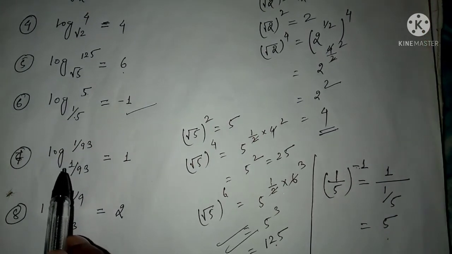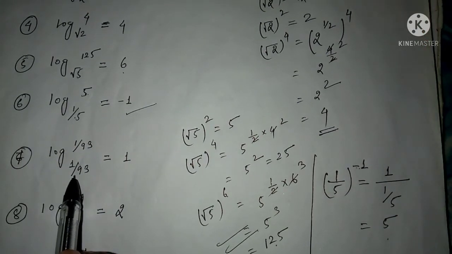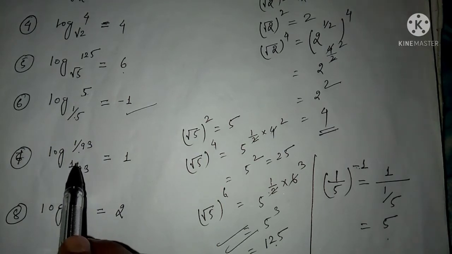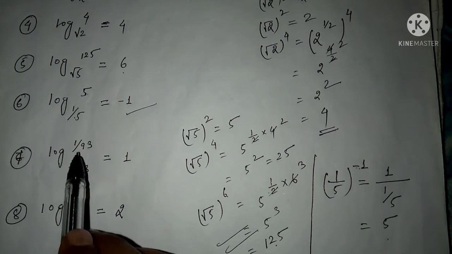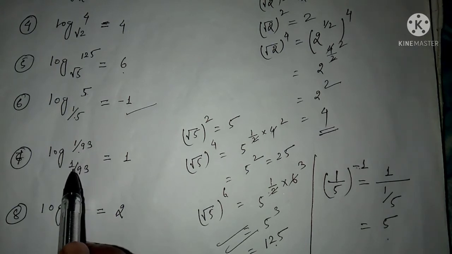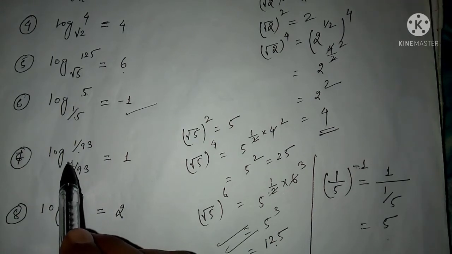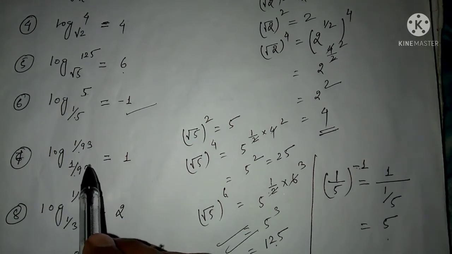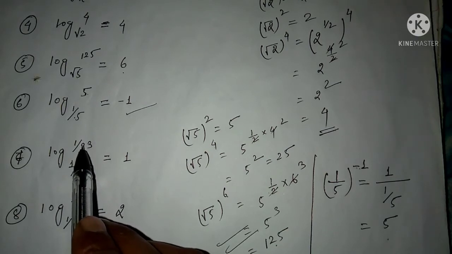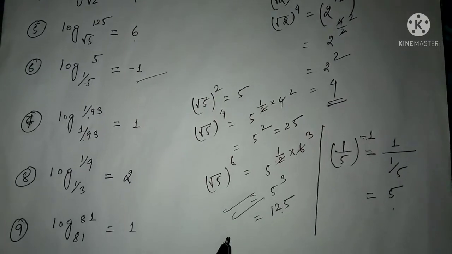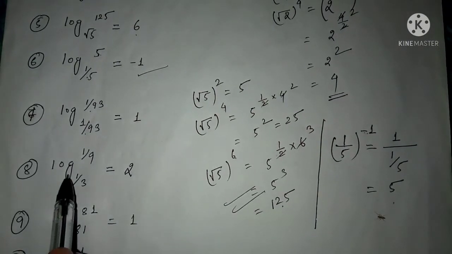Okay, then see here. The next is your log base 1 by 93. Now see, they are asking what power of 1 by 93 gives us 1 by 93. Now see, for any number, if the power is 1, the number is itself, isn't it? So if I write 1 by 93 power 1, then I will get 1 by 93. So my answer is 1.